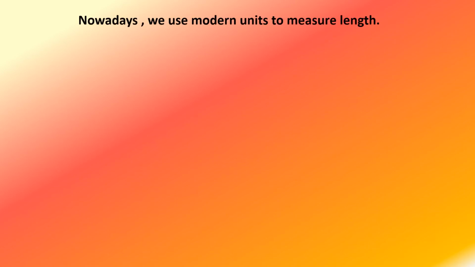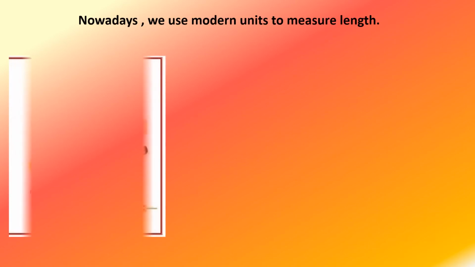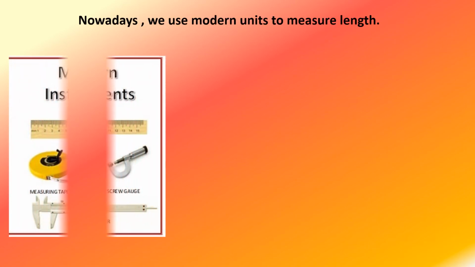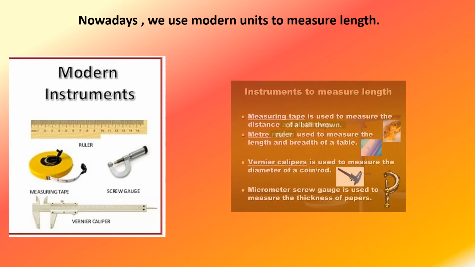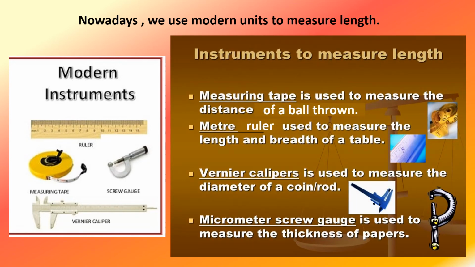Times changed, and now we use some modern units to measure length which are more perfect. We have a ruler, a measuring tape, a screw gauge, a vernier caliper. These are the instruments we use to measure length.